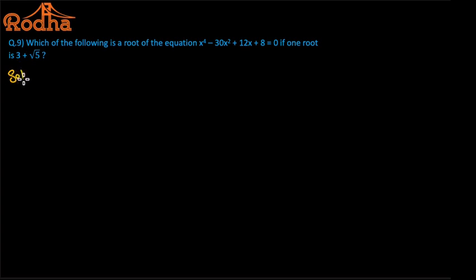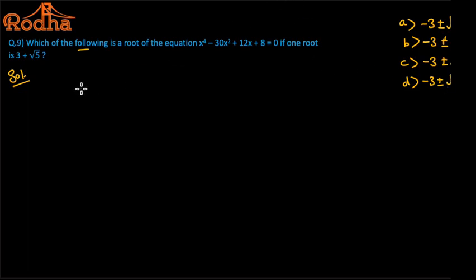So look at the 9th question, guys. This question says which of the following is a root of the equation x raised to 4 minus 30x square plus 12x plus 8 equal to 0 if one root is 3 plus root 5. Now I'll discuss some concepts behind this question. First of all, the options will be like this: minus 3 plus minus root 5. It's an option based question, because it says which of the following. Option B is minus 3 plus minus root 6, है ना? So option C is minus 3 plus minus root 7 and option D is minus 3 plus minus root 8. Right.